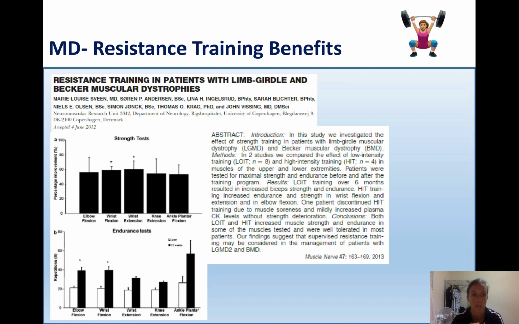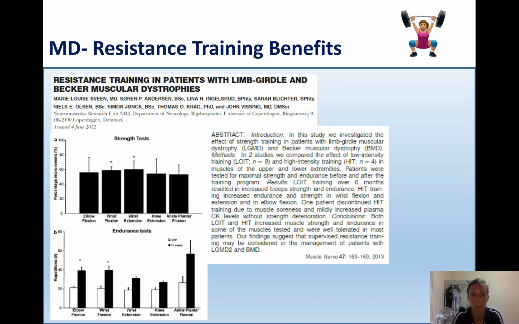You can look at the strength tests on the side and see the average percentage improvements for the various body areas in terms of strength, and it's pretty much 40, 50 plus for all of them. Then looking at endurance tests on the bottom, again pre to post, you can see the difference between the white and the dark bars in terms of what the difference was pre and post intervention. So some good positive results there, but obviously not easy research to undertake.